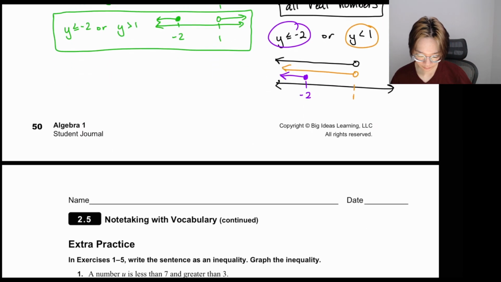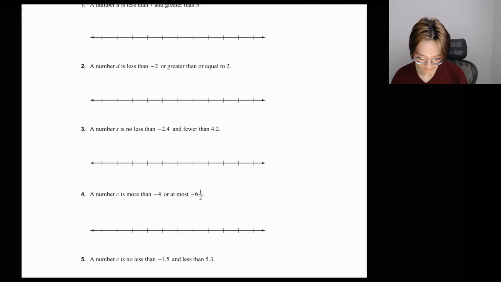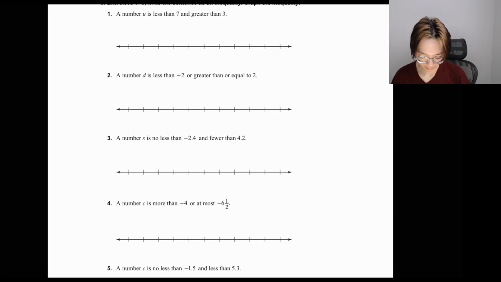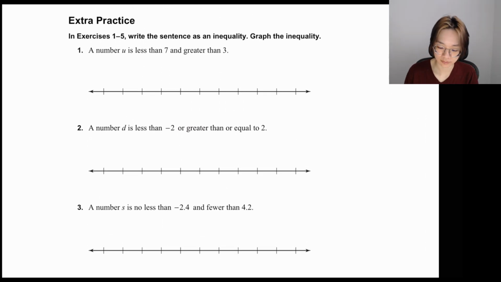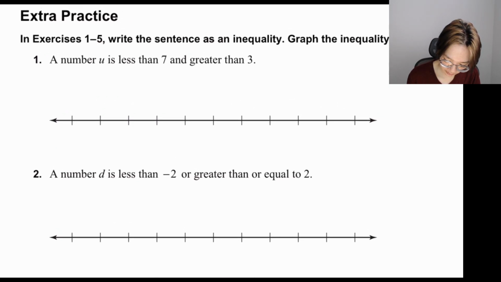Now to the student journal, the next page. I have you do 1 through 5. So let's walk through those real quick, so you can do them on your own and then double check by unpausing this video with me going over them. So let's put these up into our 3 parts.